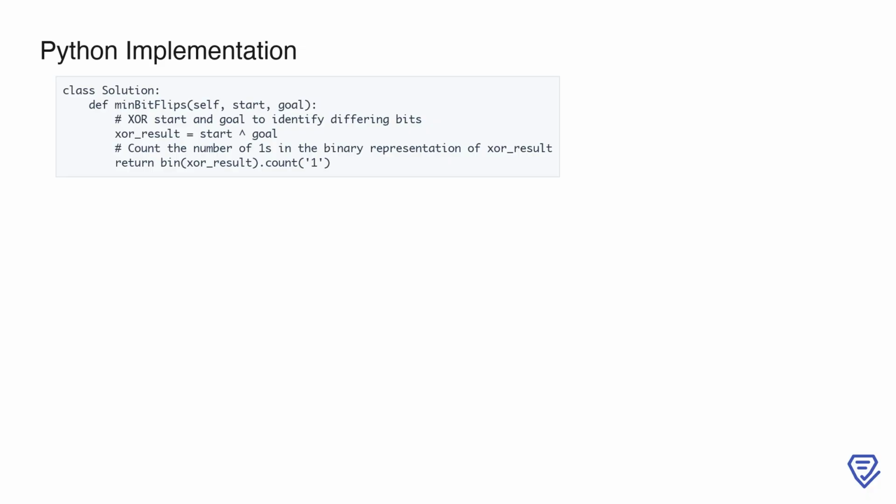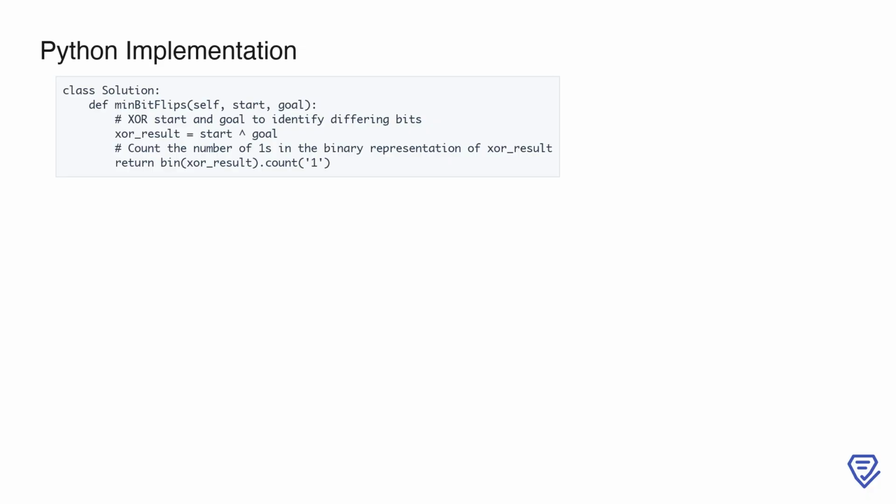1. XOR operation: the line XOR_result equals start XOR goal computes the XOR, exclusive OR, of start and goal. The XOR operation produces a binary number where each bit is set to 1 if the corresponding bits of start and goal differ, and 0 if they are the same. This step effectively identifies all the differing bits between start and goal.